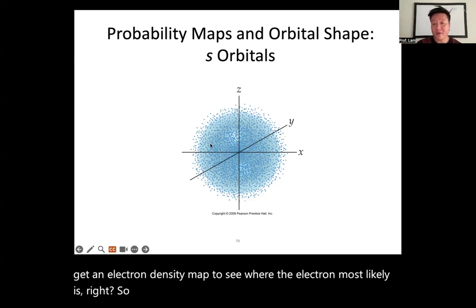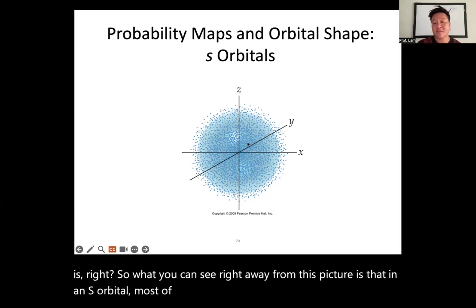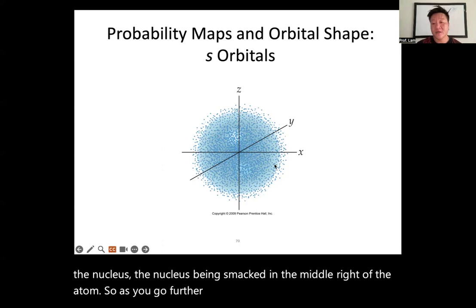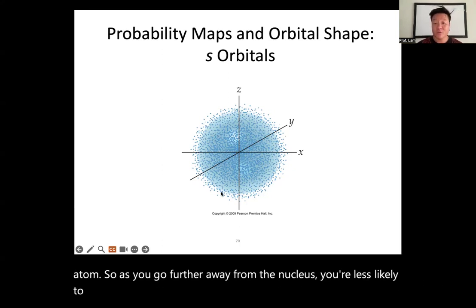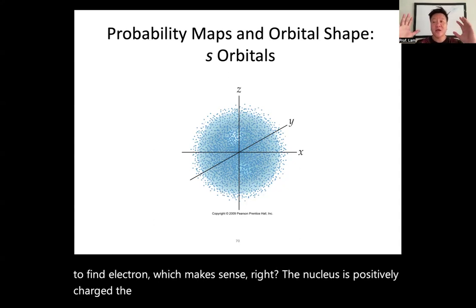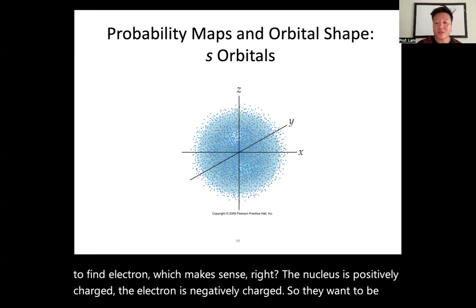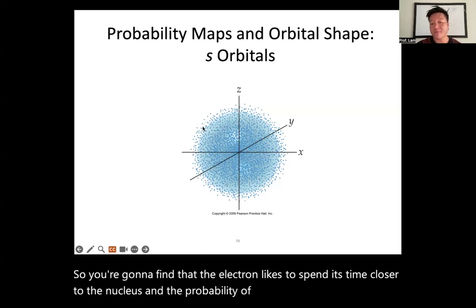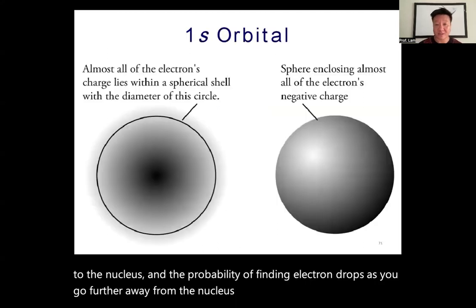So what you can see right away from this picture is that in an s orbital, most of the time the electron spends is around the nucleus, smack in the middle of the atom. As you go further away from the nucleus, you're less likely to find the electron, which makes sense, right? The nucleus is positively charged, the electron is negatively charged, so they want to be closer to each other. So the electron likes to spend its time closer to the nucleus, and the probability of finding an electron drops as you go further away from the nucleus. Okay, so that's all an s orbital is.